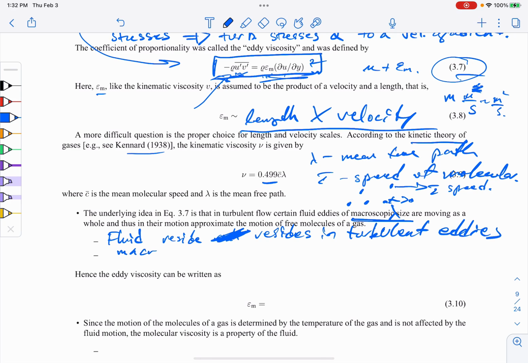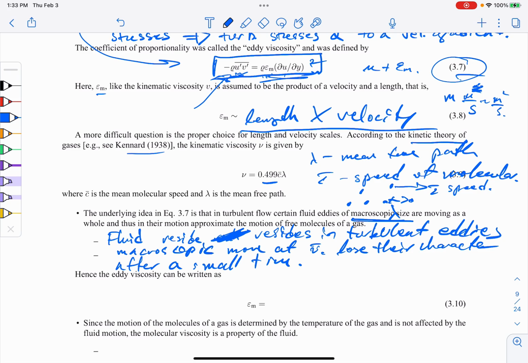And they're macroscopic. And they move at, say, u bar, something like that, or at least some fraction of it. But they also lose their individuality at a small time. And they also travel some distance, and they also have a size. So their distance traveled might go as u bar, which is a velocity scale, and they might also have some size, which is sort of like a length scale. So these might be clues of what we might write our eddy viscosity as.